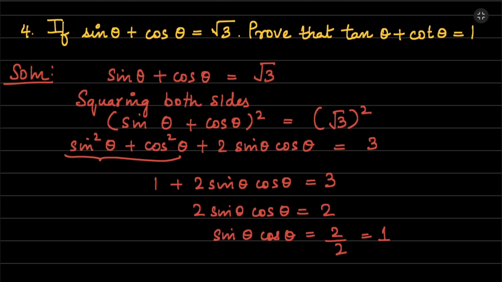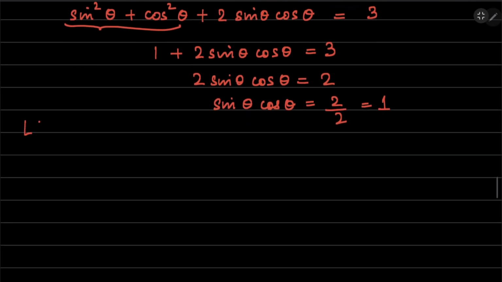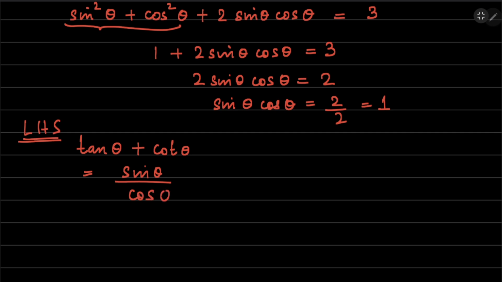This is based on what was given. This was given information. Now based on what you have to prove, let's take the LHS, that is tan theta plus cot theta. So take the LHS of what you have to prove. So tan theta plus cot theta will be equal to, you have to convert it in the form of sine and cos. So sine by cos is tan. Cot is nothing but cos theta by sine theta. Take the LCM. Cos and sine, the LCM is sine theta cos theta.